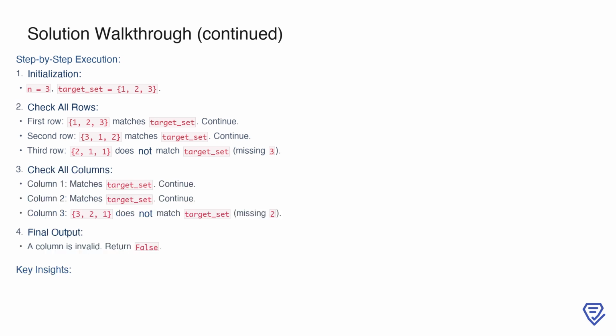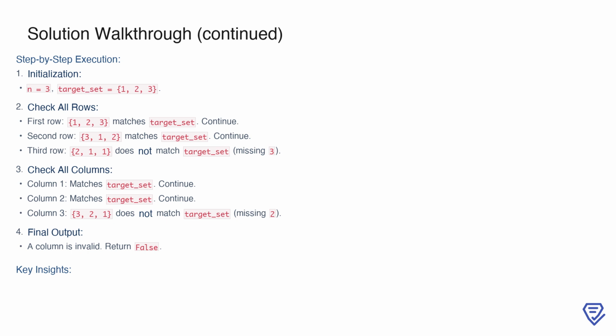In this third example, the grid has issues in both a row and a column. We begin by initializing n as 3 and target_set as 1, 2, 3. First, we validate all rows. The first row forms the set 1, 2, 3, which is correct. The second row forms 3, 1, 2, which is also correct. However, the third row produces the set 2, 1, 1. This is invalid because the number 3 is missing, and there's a duplicate value.